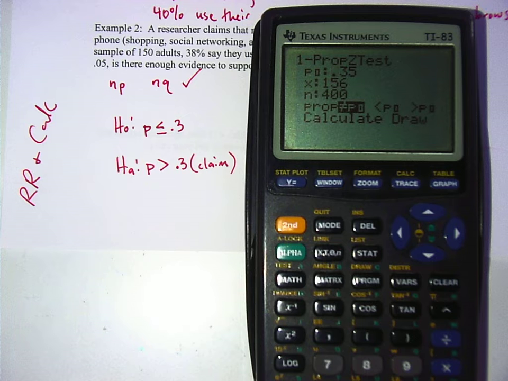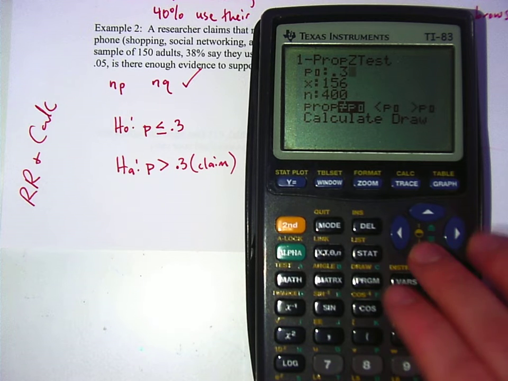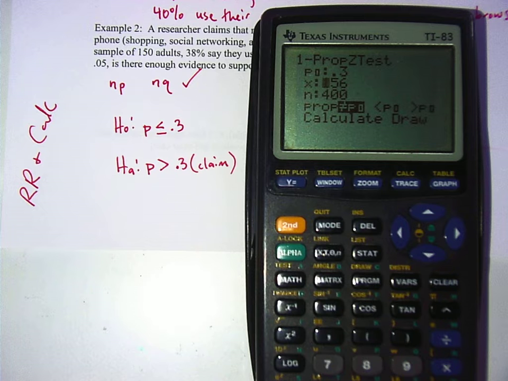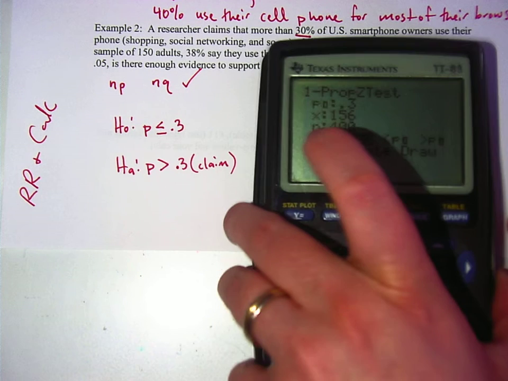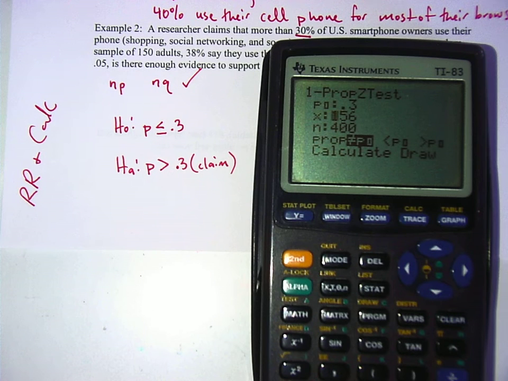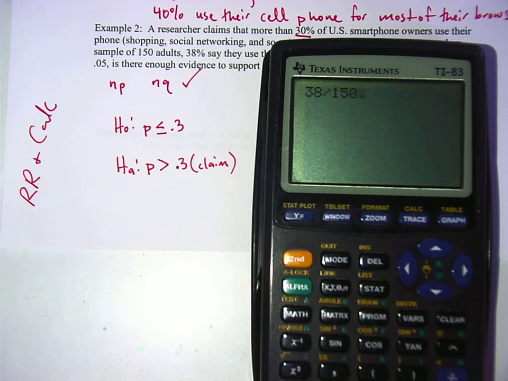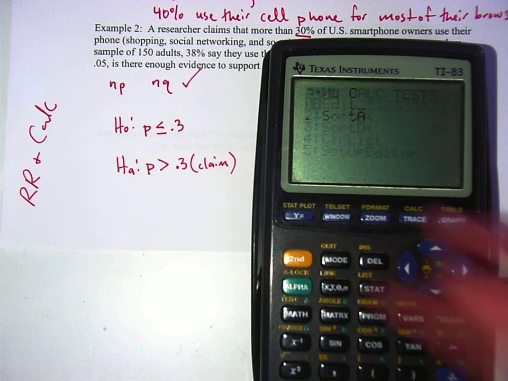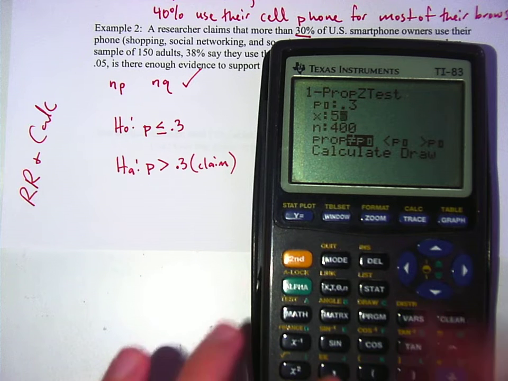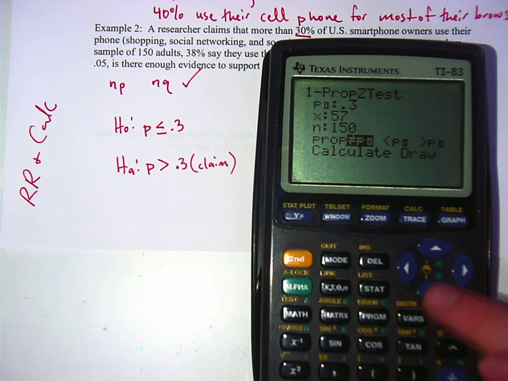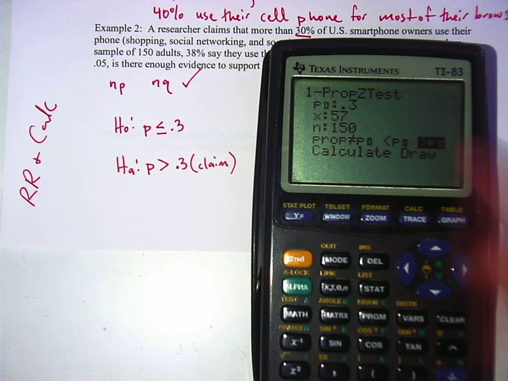P sub 0 is what your null is, so that would be 0.3 for this problem. It didn't say how many, it was 38% of 150 adults? Wait, no, 0.38 times 150, 57 people. All right, calc, tests. 57 out of 150 said yes. This is a right-tailed test. And remember, you're going to highlight the tail.